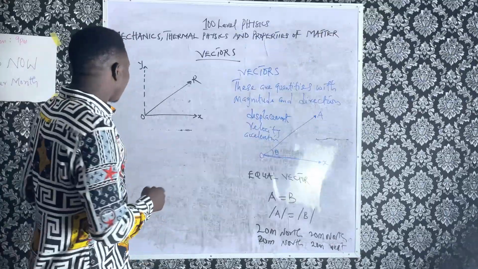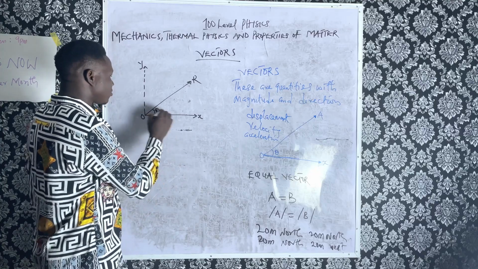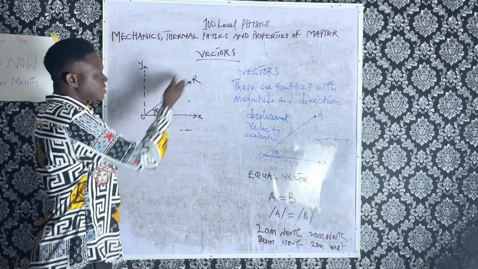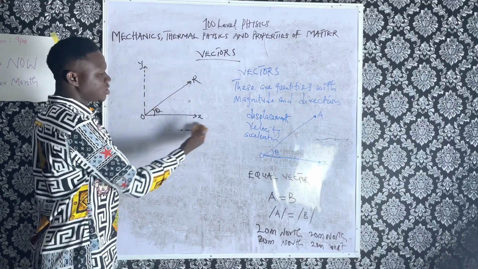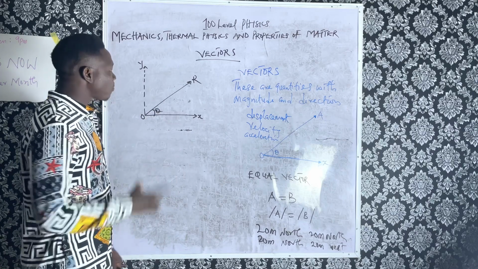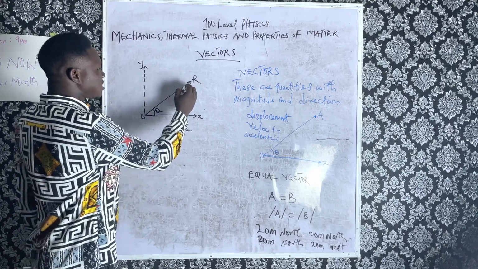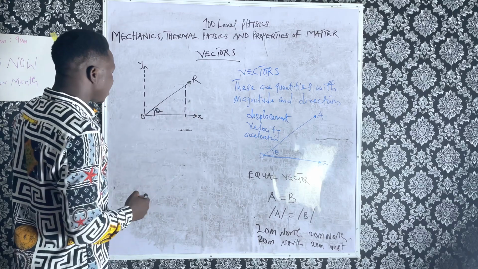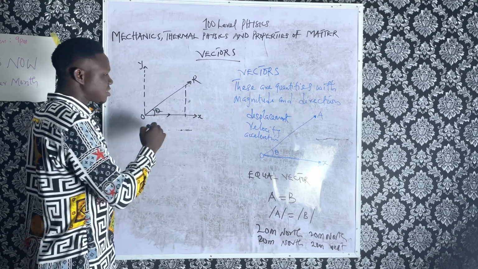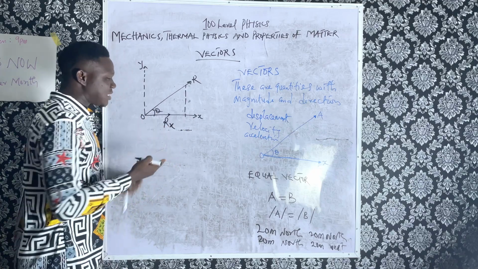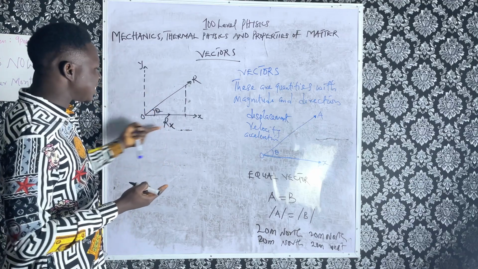All right. Now, if you look at the force, it is moving at an angle to the horizontal, at an angle to the x-axis. Now, I can complete this triangle to make it look like this. Now, this part of it is called RS. That is the component of R on the x-axis.